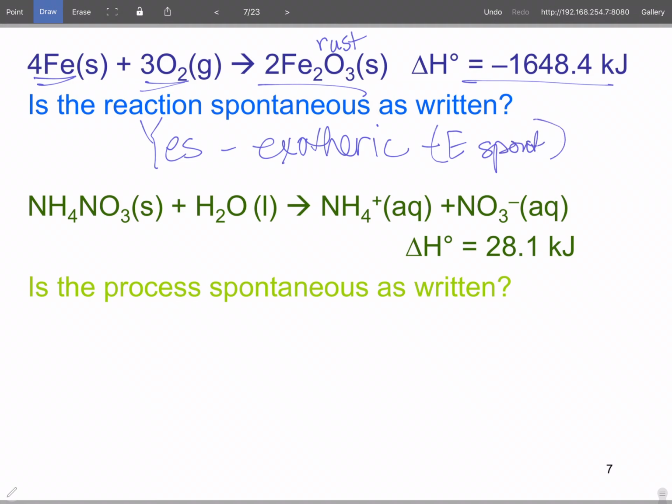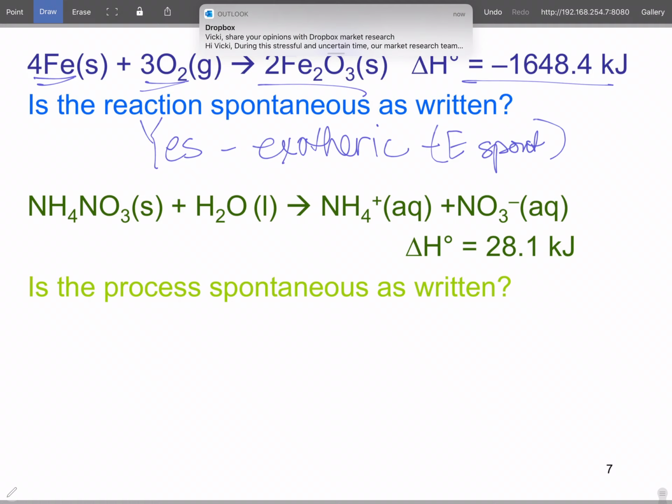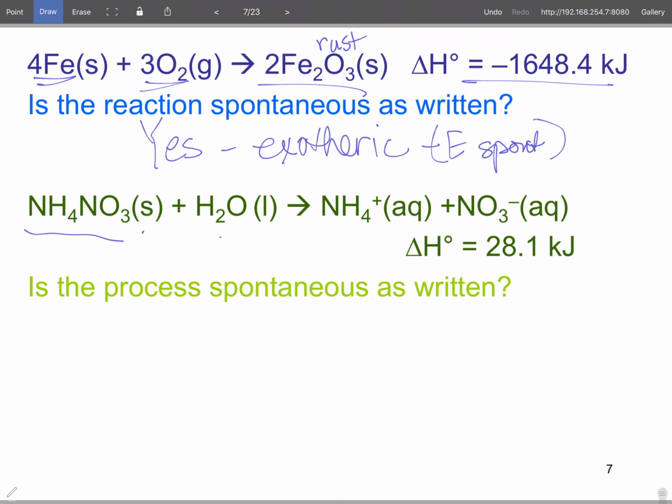Okay? So then that brings us to the next question: we have ammonium nitrate, which is a solid. We add it to water. The first one is a reaction, the second one's a process, and both of them involve chemicals. So it forms the aqueous solution, and it has a delta H of 28.1. Okay? And so the question says, is the process spontaneous as written? And the answer obviously is yes.